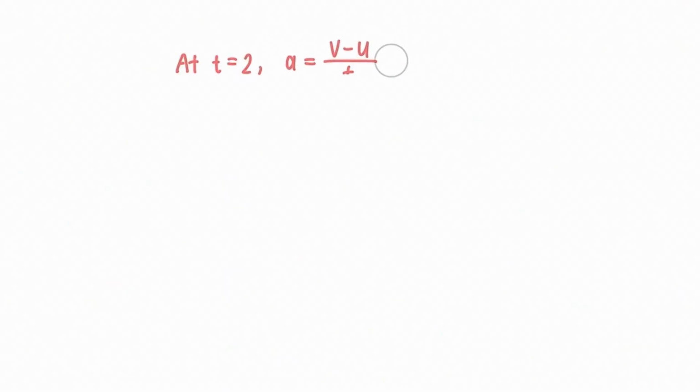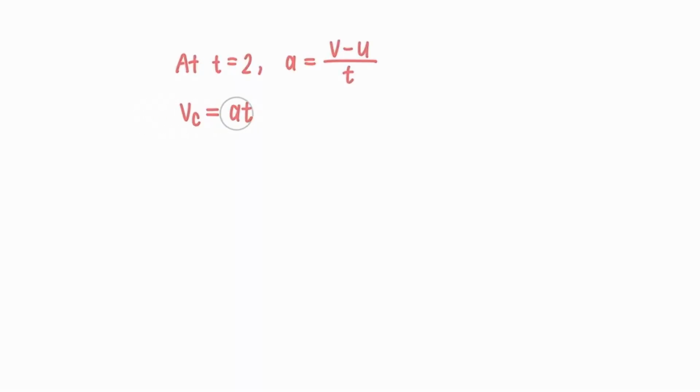Let's move on to when t equals 2. At t equals 2, you can use this formula: a equals (v minus u) over t. In this case, your u, which is your initial velocity, equals 0 because at the start when t equals 0, your VC equals 0. The question also states that acceleration equals 1.3 meters per second squared, over the duration of 2 seconds. VC equals at, which is 1.3 times 2, giving you 2.6 meters per second.